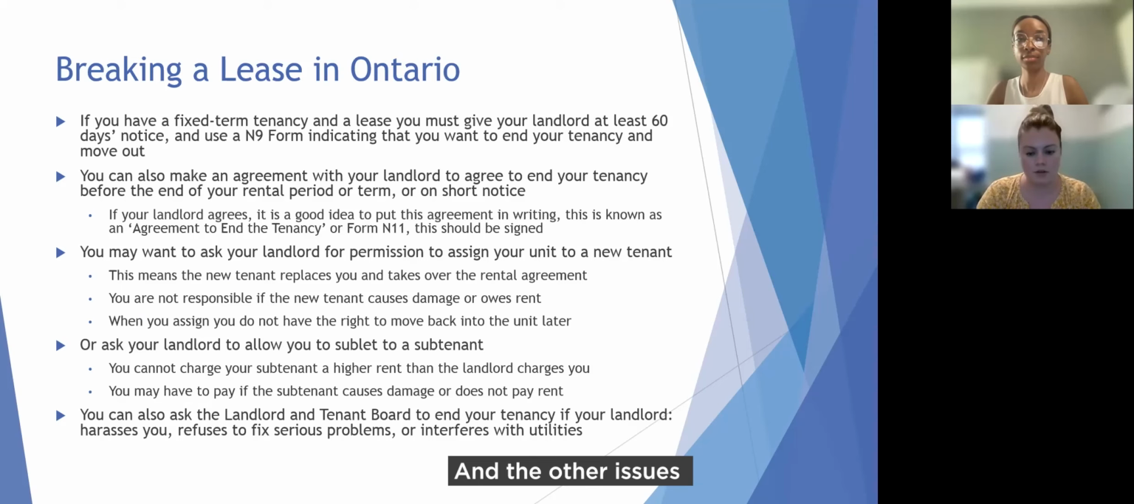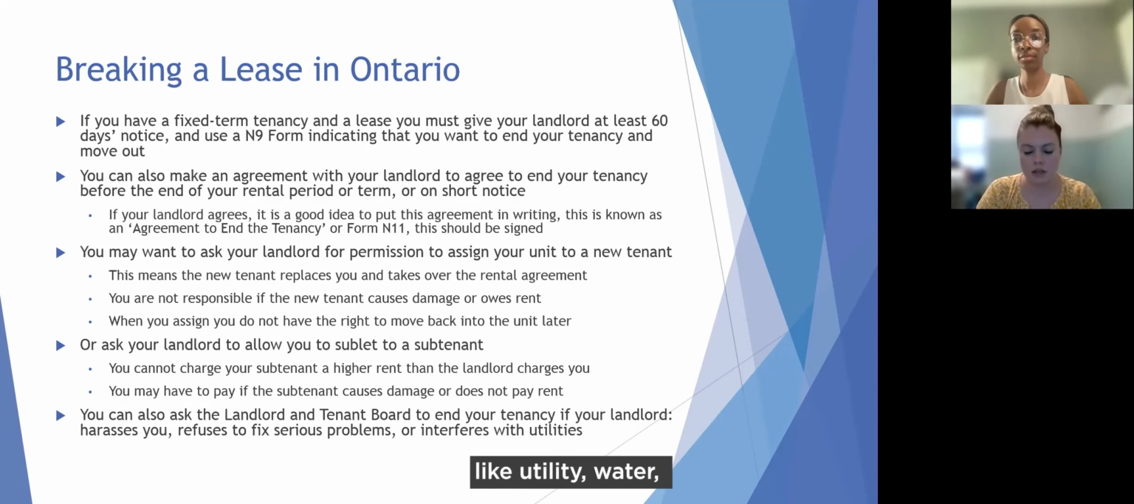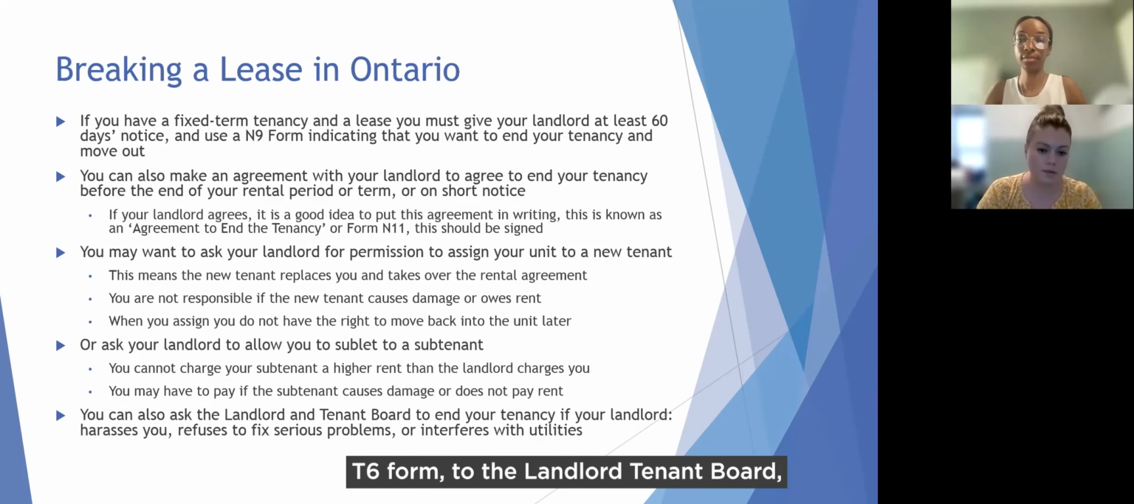And the other issue, which we hope doesn't come up and isn't something that people face, but unfortunately we know sometimes it is, is when your landlord is harassing you, refusing to fix serious problems, or interfering with vital services like utilities, water, heat, things like that. You can ask the Landlord and Tenant Board to end your tenancy early too. And that would be done through either a T2 or a T6 form to the Landlord and Tenant Board. And if you are in that situation, again, I'd advise to get legal advice.